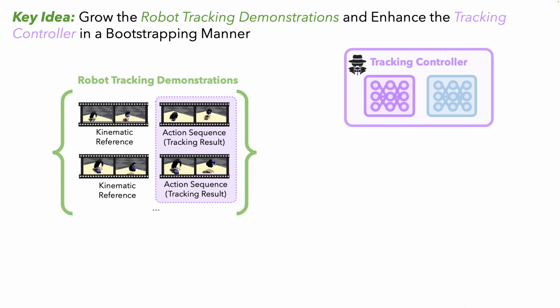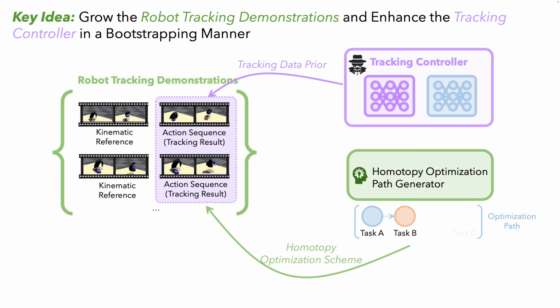Therefore, we consider the possibility of letting per-trajectory tracking benefit from the tracking data prior and a homotopy optimization scheme. We then propose an iterative optimization strategy to train a strong tracking controller finally by growing tracking demonstrations and training the controller in a bootstrapping manner. We conduct extensive experiments to demonstrate the effectiveness of our method.